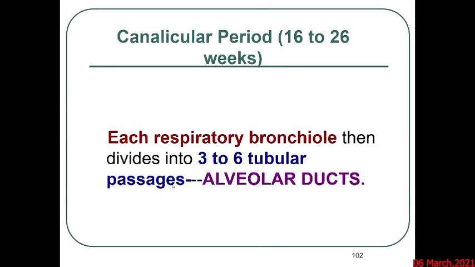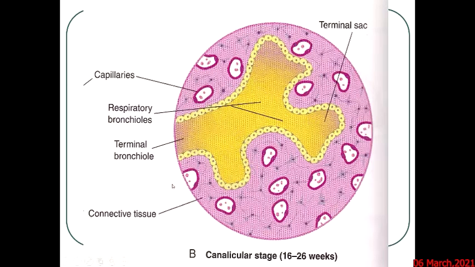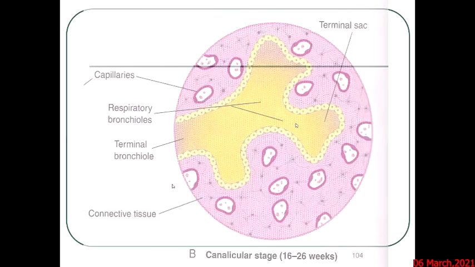So by 24 weeks, respiratory bronchioles will be formed, and then each respiratory bronchiole will give rise to 3 to 6 tubular passages, which are the alveolar ducts. So each respiratory bronchiole will give rise to 3 or more tubular passages, the alveolar ducts.